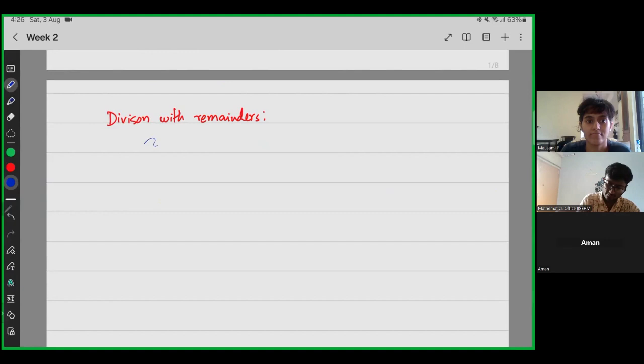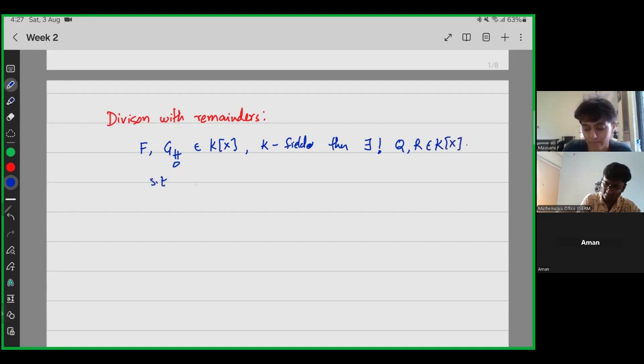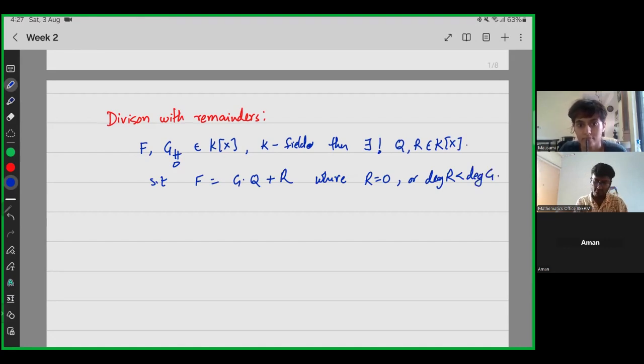So what was the main theorem here? Well, if f and g, non-zero, are two polynomials in k[x], where k is a field, then there exist unique q and r in the polynomial ring k[x] such that f can be written as g times q plus r, where either r is equal to 0 or degree of r is less than degree of g. Okay, this was the first statement.